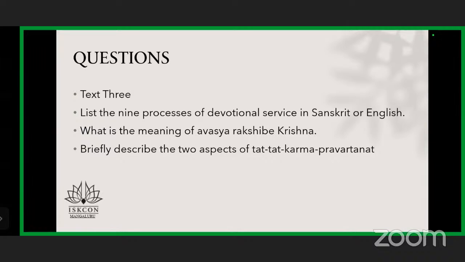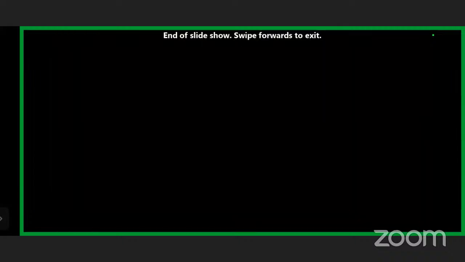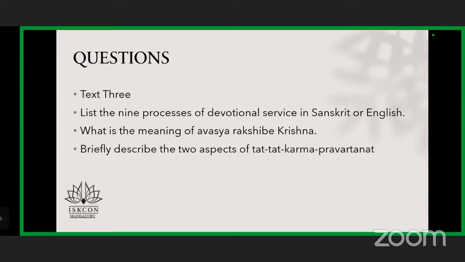What are those called? Niyama and yama. Niyama is the positive activities, and yama is the unfavorable activities. What are the 4 unfavorable regulative principles? Intoxication, illicit sex, meat eating, and gambling. Yes, very good.